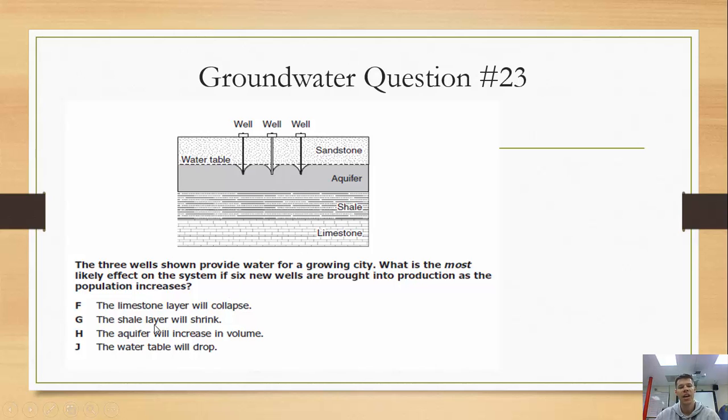All right, the shale layer will shrink. Shale's not going to shrink. We're not going to shrink a rock layer by taking water out. The aquifer will increase in volume. So, this is tricky.